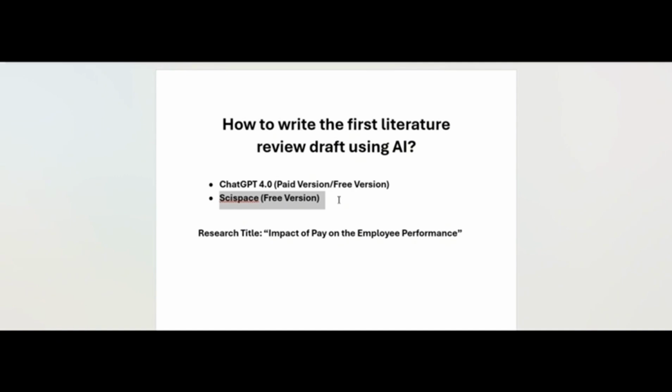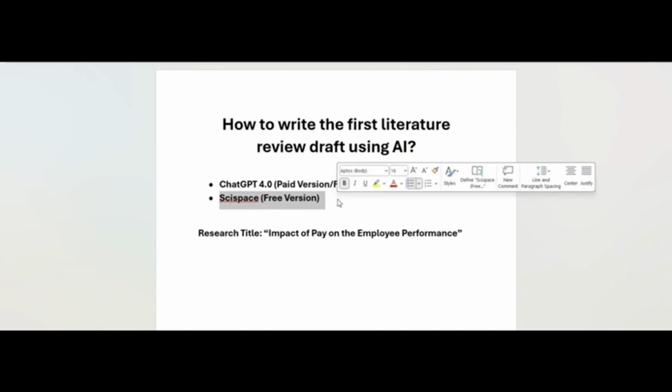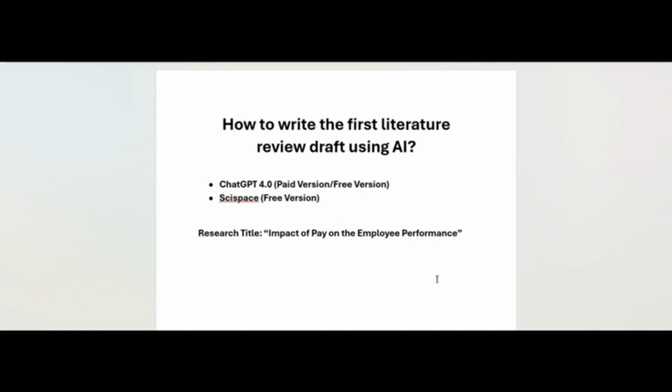So basically today I am going to show you how to write your first literature review draft using ChatGPT 4.0 and SciSpace free version. And I thought to do this tutorial using an example rather than just teaching the tutorial and showing how to use these AIs. So today my research title is the impact of pay on employee performance. So let's go and see how to draft the first literature review using these two AIs.